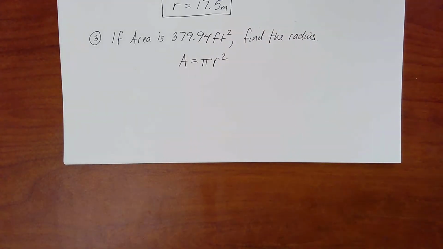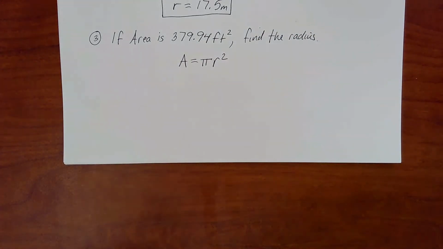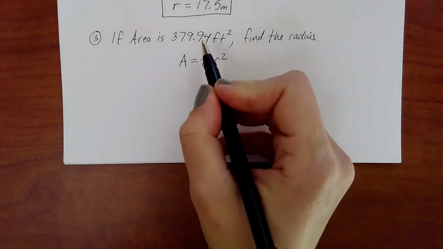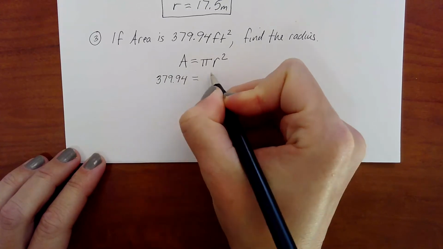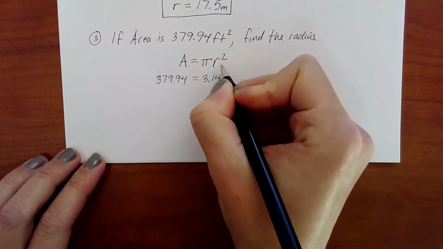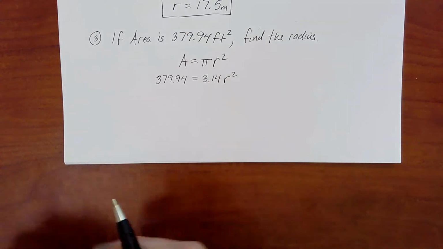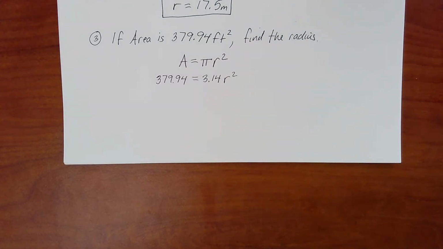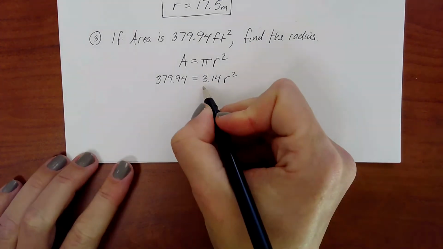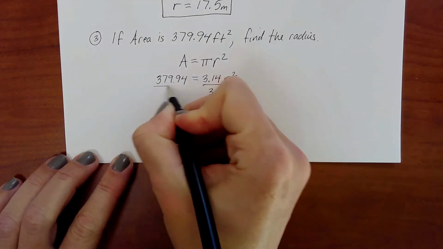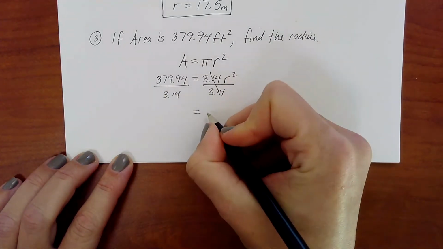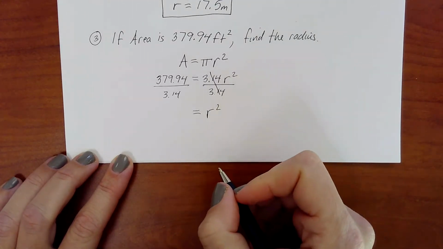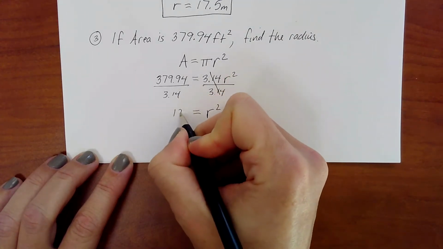Area equals pi r squared. Now let's fill in what we know. We know the area, so that's going to go here. We're still using 3.14 for pi. I don't know r, so I'm going to leave it. So it's going to stay r squared. Now we're going to start solving the same way. I'm still going to divide by 3.14, but that gets crossed off. R squared is what's left. And it looks like this divides to 121.